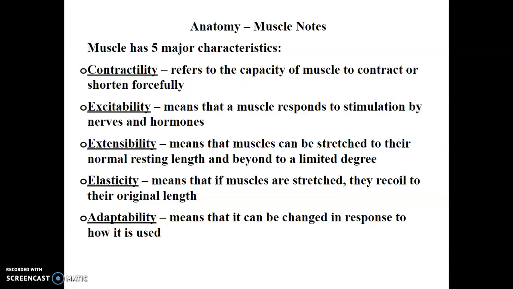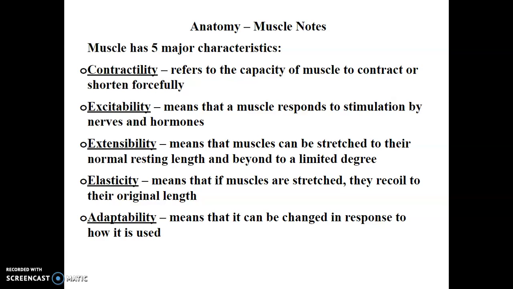Muscles are excitable. They have excitability. This simply means that a muscle responds to stimulation by nerves or hormones. When you think, move my leg, your nervous system, which your brain is a part of, is sending a nervous impulse, a muscular impulse down to your leg, foot, whatever you want to move, and it moves. It's excitable.